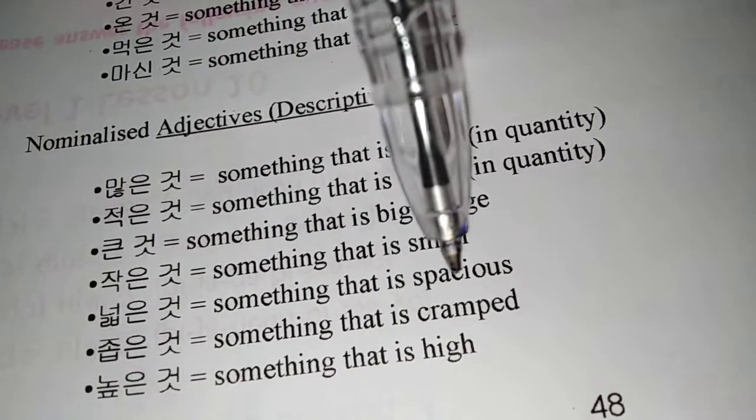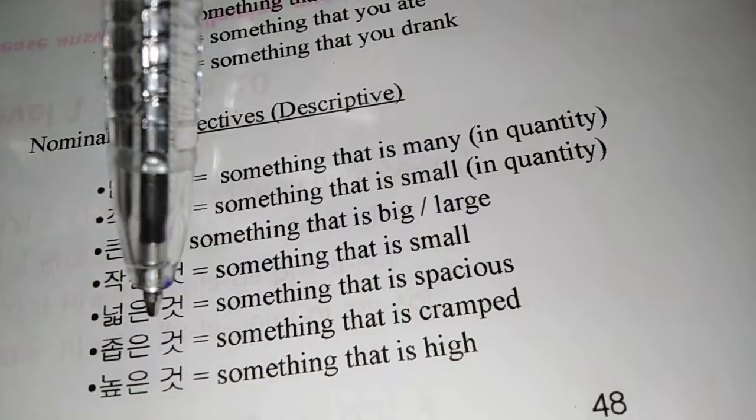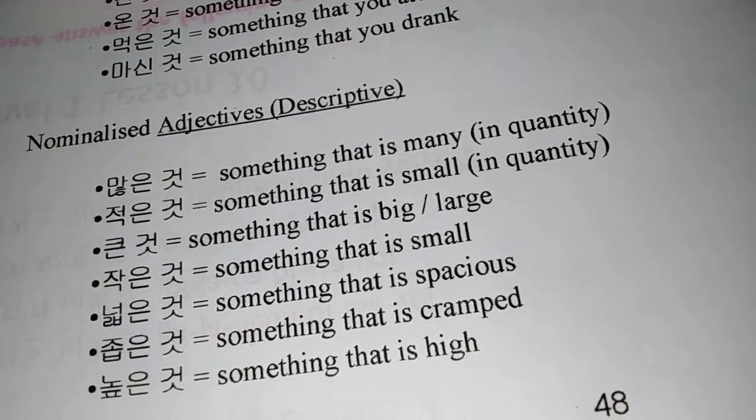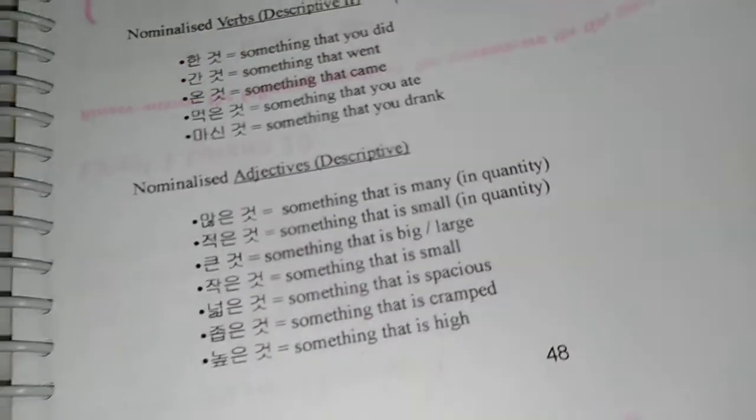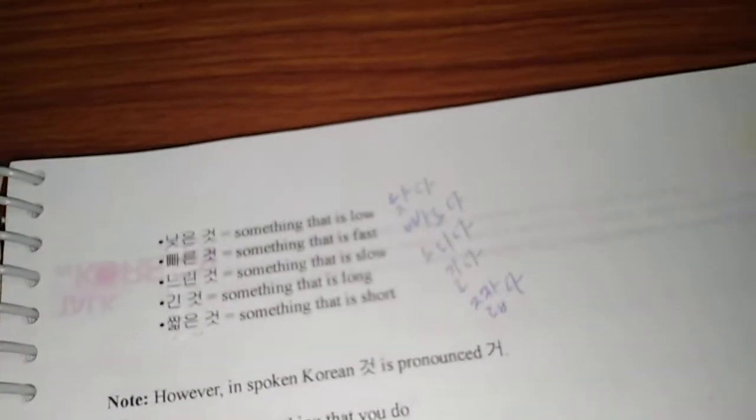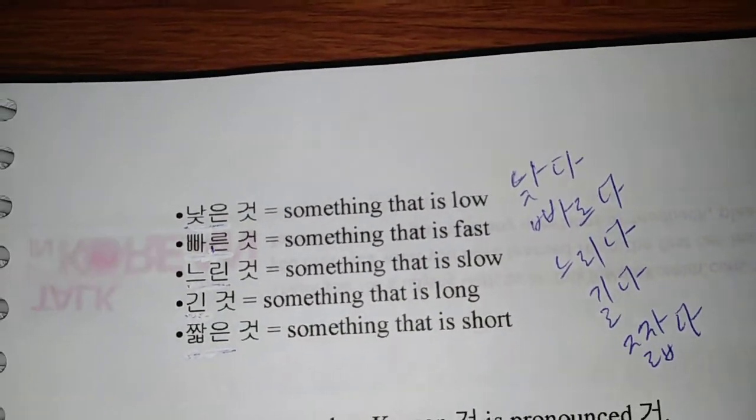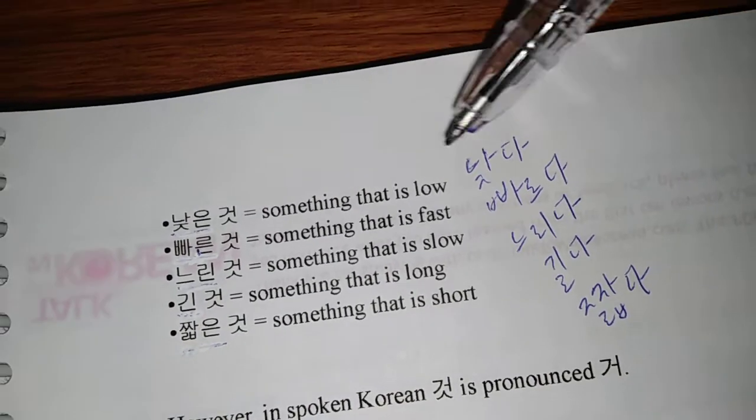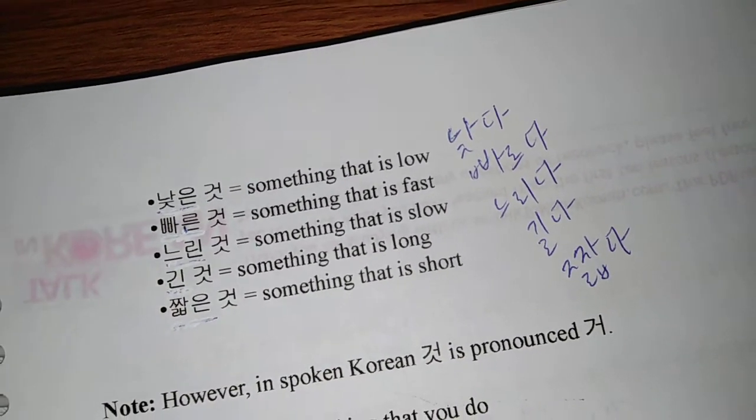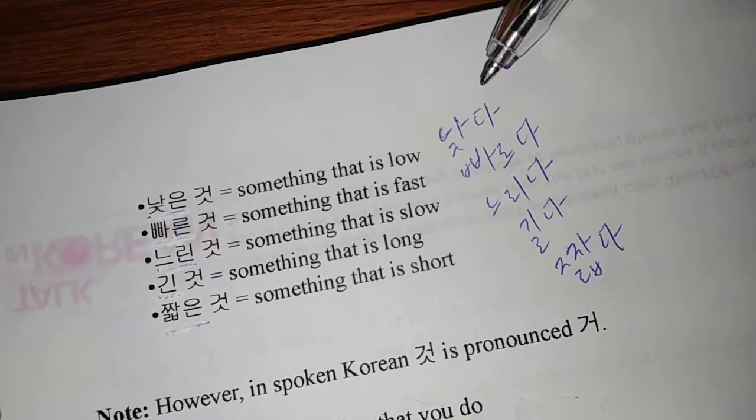좁은 것, something that is crammed. So 넓은 and 좁은 are opposites. 높은 것, something that is high. So 높은 것, you would have opposites for that. That is 낮은 것. 낮은 것 means something that is low. So 높다 and 낮다 that is given here are opposites.